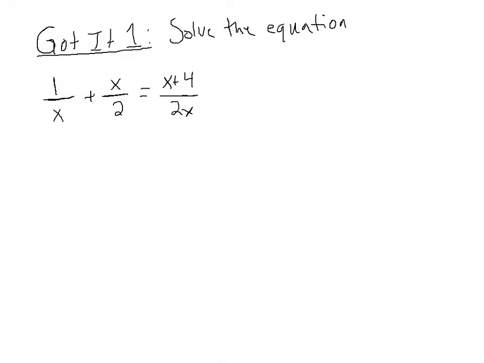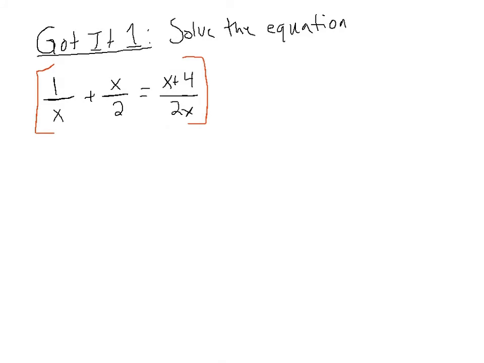Alright, so let's go ahead and look at this. What do we have in the denominator? We have x, 2, and a 2x. Notice none of this we can factor. So the next thing that I'm going to do, since I can't factor anything out, is try to see if I can find what my least common denominator is and multiply this equation by it.